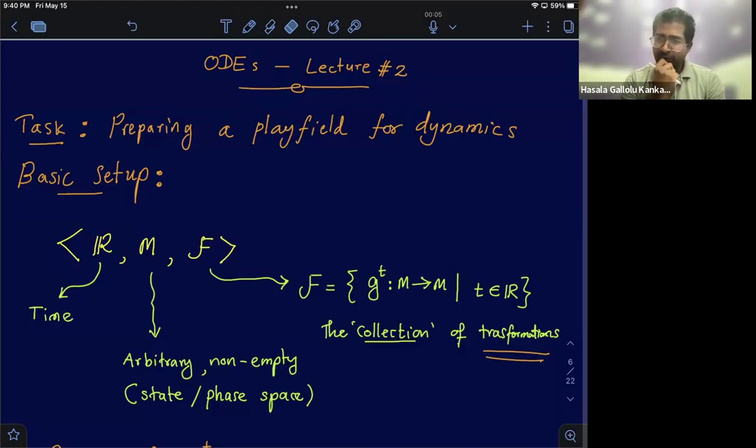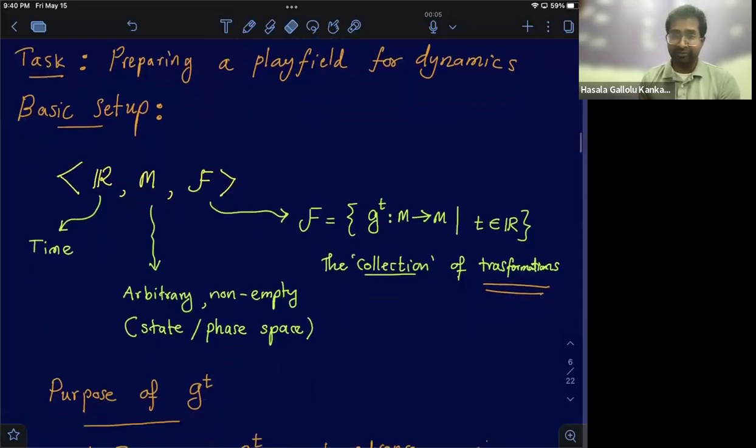So let's try to have a simple task. Now, the task is none other than exactly what we mentioned in the first lesson. Other than working with differential equations, something to solve for without knowing where they're coming from, what we're trying to do is to prepare the background for that. In other words, we're trying to prepare a playfield for dynamical patterns. So that is exactly the task here. We briefly mention it.